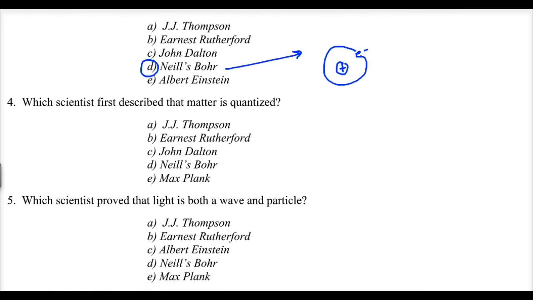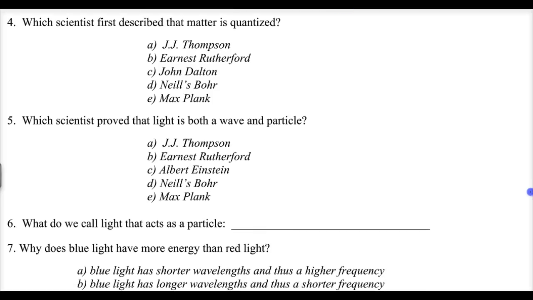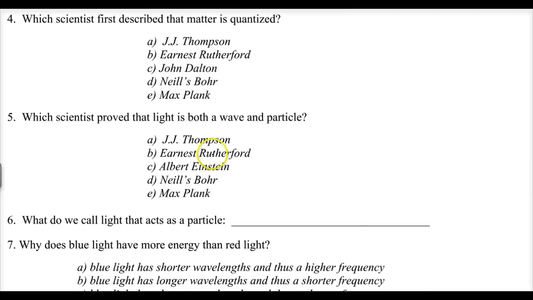Okay, which scientist first described that matter is quantized? Well, Max Planck was probably the one who did that, who was working with black body radiators and light. Well, we'll just leave it at that. Max Planck was the first to see that atoms had oscillators that could only absorb and emit discrete amounts of light, okay?